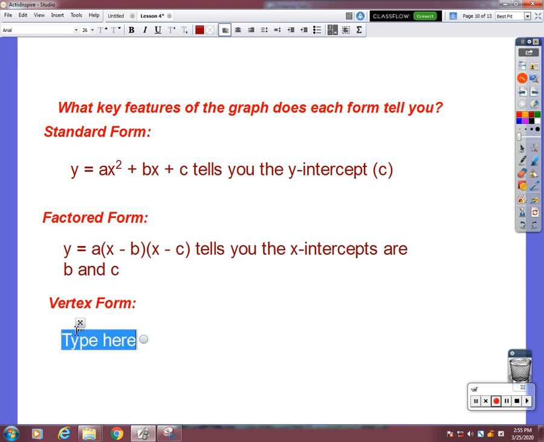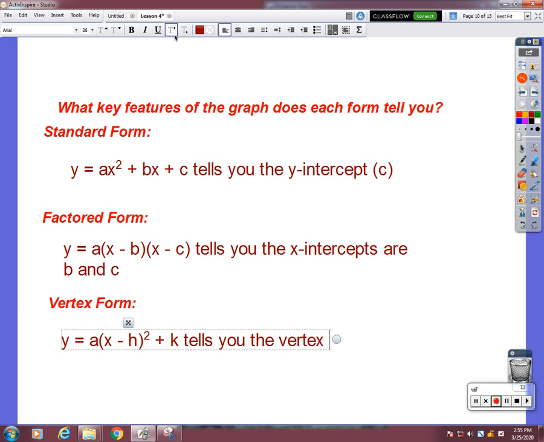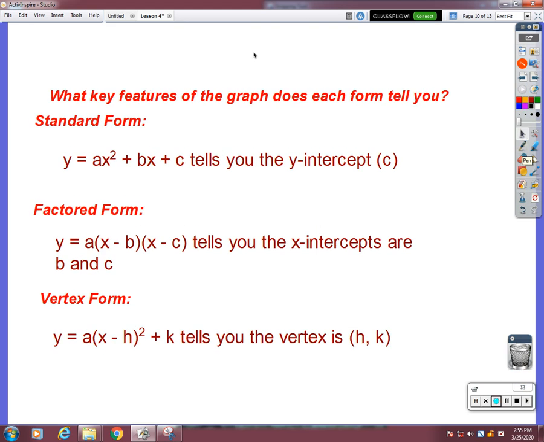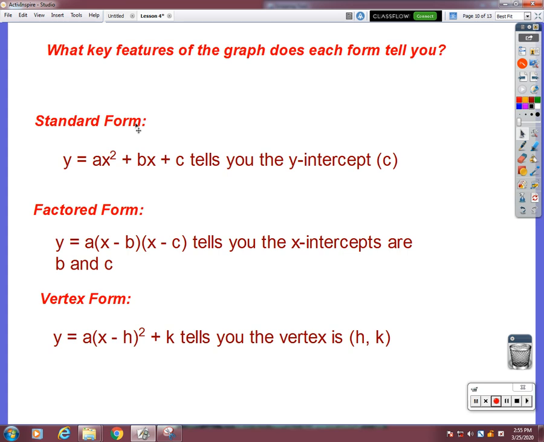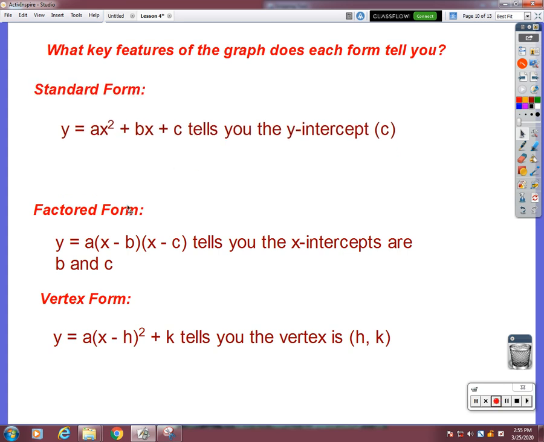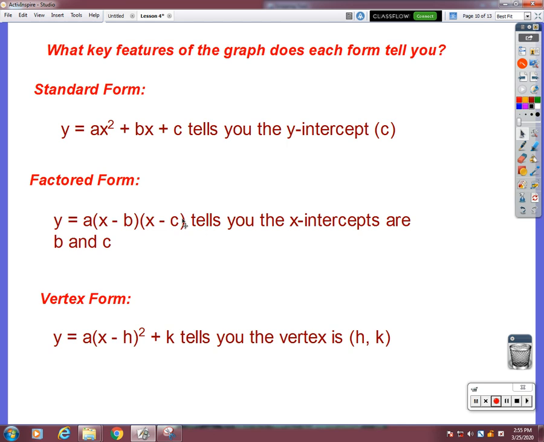And then vertex form is the crazy looking one, y equals a times (x minus h) squared plus k, and that tells you the vertex. That's why it's called vertex form, and the vertex is at (h, k). So this one slide right here is what this whole unit is all about. You know these things, and you can rule the world.